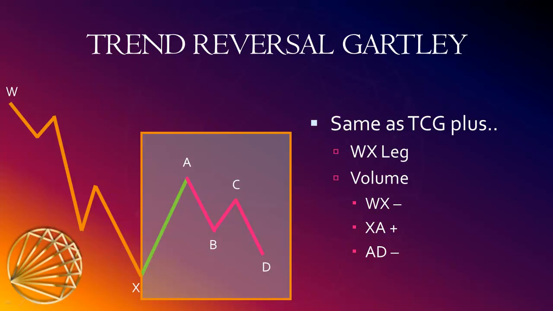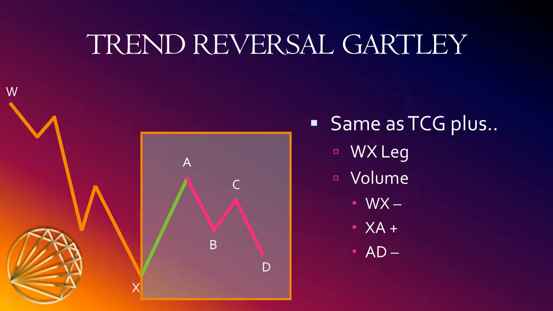So to review what we've covered here, a trend reversal Gartley pattern is one and the same as a trend continuation Gartley pattern. However, we're looking for the WX leg and also Gartley's rules for volume. We want to see a decline in volume on the WX leg. We want to see an increase on the XA leg, and then once again a decrease on the AD leg.